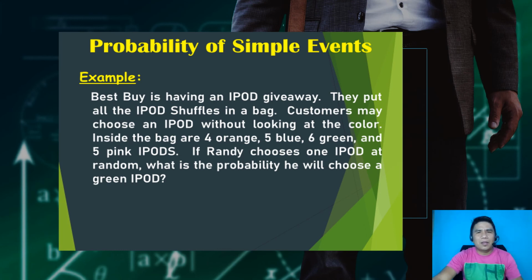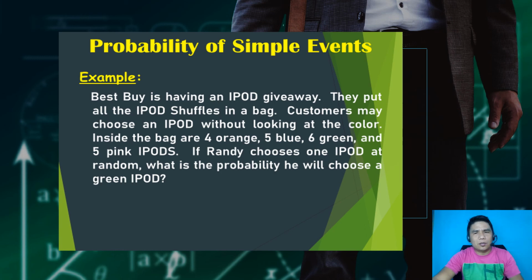How do you solve that? You need to know how many iPods there were inside the bag. So you are to add all the numbers of iPods given in the problem. So you have 4, 5, 6, 5. That means there are 20 iPods inside the bag. And you are told to choose one without looking at it and without choosing a specific color. The problem asks, what is the probability that he or she can choose a green iPod?